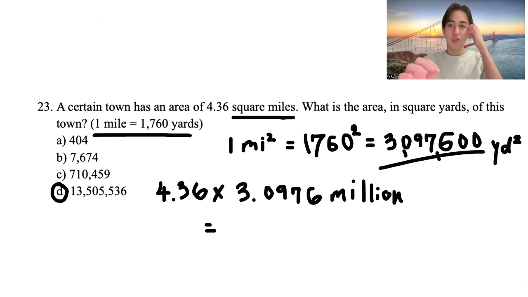So first you change the conversion rate into squared, to the power of 2. Then you will multiply what you get in squared yards by the original square miles. So 4.36 times the 3.0976 million, which will give you your answer D. Just like that.